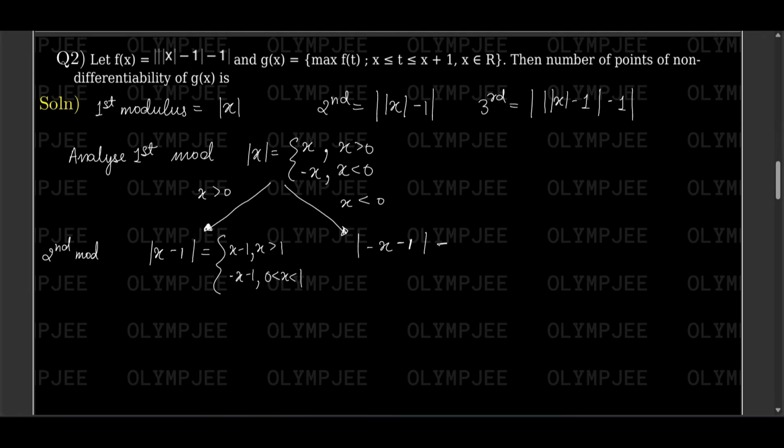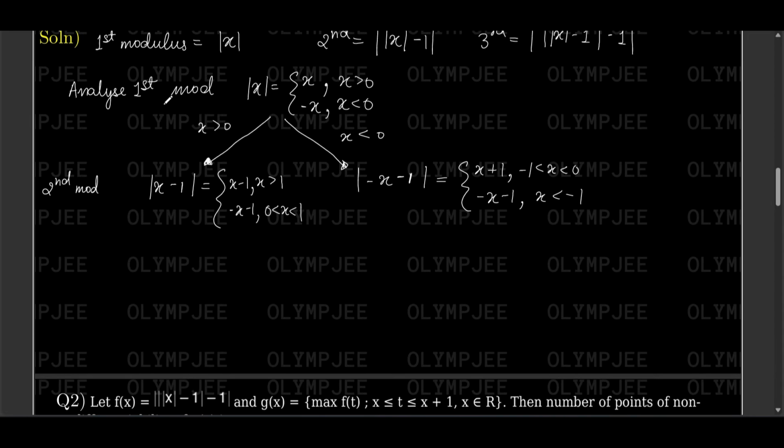Similarly, let us analyze this. Notice that if x is between minus 1 and 0, then this whole thing would be negative, right? If this is minus 0.5, then minus of minus 0.5 is 0.5, minus 1, so total minus 0.5. So we have to put a minus sign. So it will be x plus 1 if x varies from minus 1 to 0, and minus x minus 1 if x is smaller than minus 1. Because let us take an example where x is less than minus 1, like x is equal to minus 2. So minus of minus 2 is 2, and 2 minus 1 is 1, which is positive. So we can remove the modulus as it is because the inside value is positive when x is less than minus 1. So again we have branching.